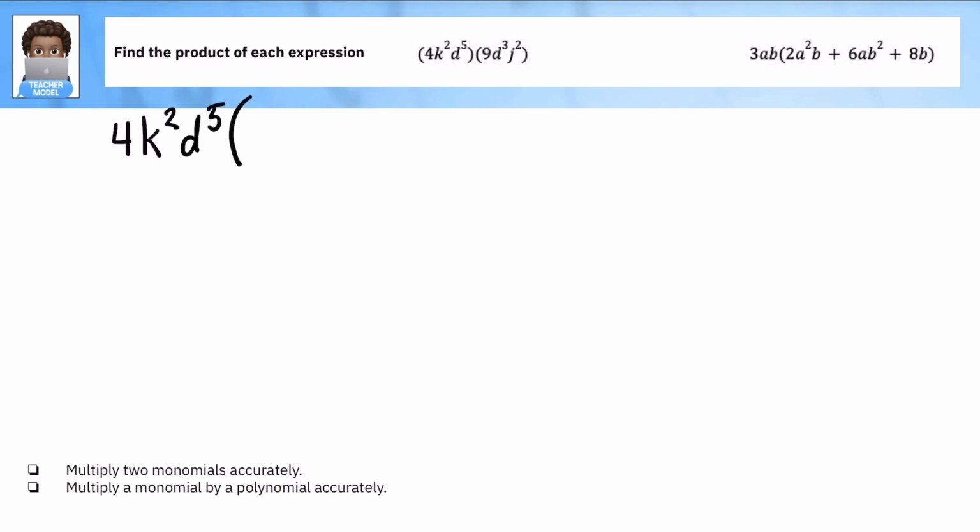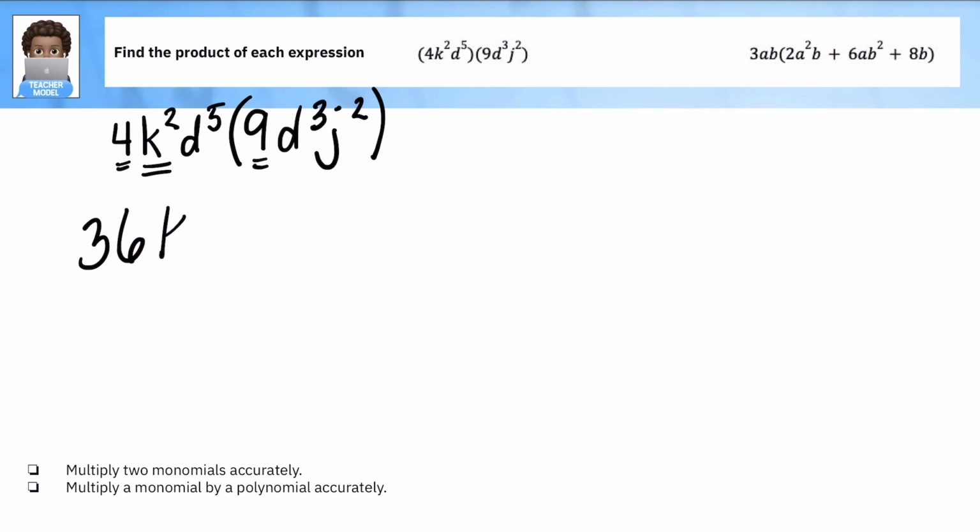And again, I'm just distributing. So I'm starting with my whole numbers first. 4 times 9 is 36. Now I'm starting with the k's. There are no k's in here, so I'm just going to put k to the 2nd. And now the d's. So again, 5 plus 3 is 8, so d to the 8th. And the j, let's put that in there too, j to the 2nd power. So here we go, we have our answer.